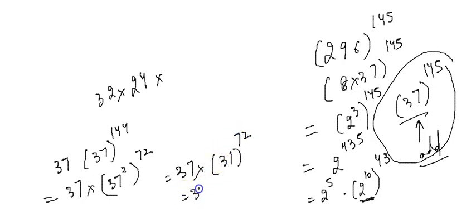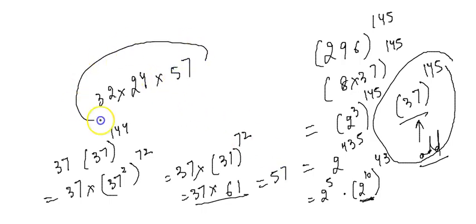So it would be 37 into 61. Okay, so you can just solve 37 into 61. It would be somewhere 57. It would be 57. So you just put that value here and multiply this to get your final answer.